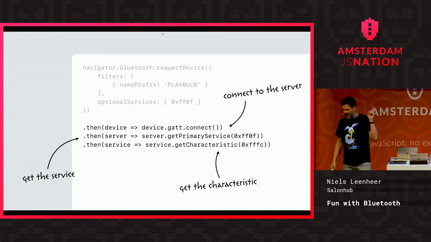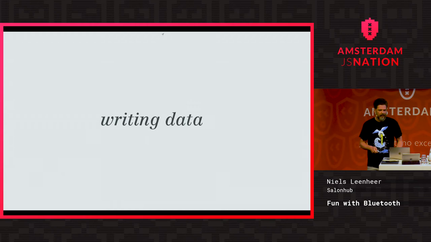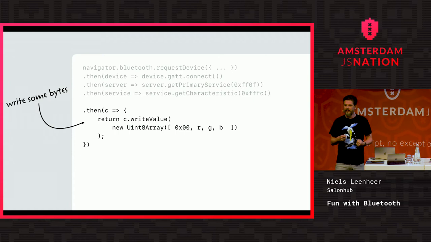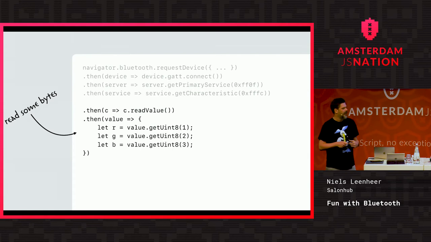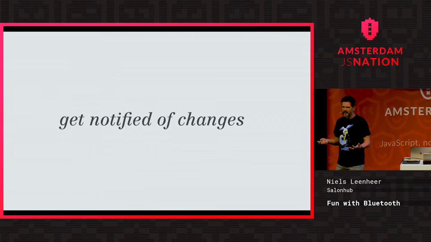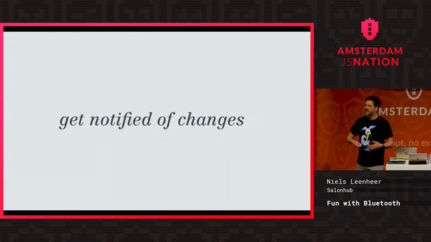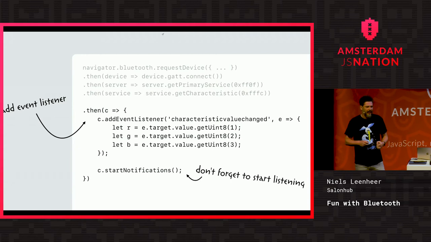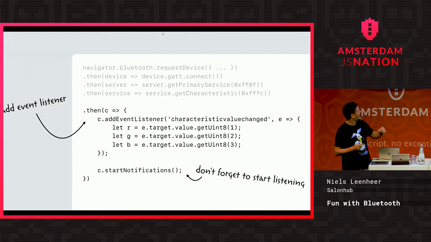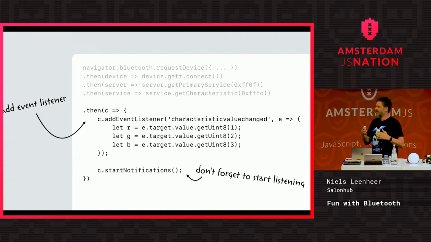So once you have that characteristic promise, you can use it to write data by calling writeValue on the characteristic with an array of bytes. In this case, our RGB values. And we can read data by calling readValue, and you get the data back. And you can get notifications of changes, which is particularly helpful for, for example, a heart rate monitor that constantly updates. And I mentioned it was kind of like addEventListener. It is addEventListener on the characteristic. And you get the data back in a callback. But you don't want to forget to actually start listening. Because bandwidth is limited, and you don't want to send that much data on the network.